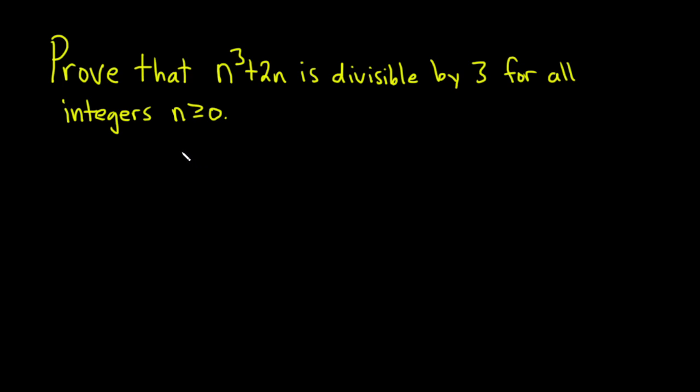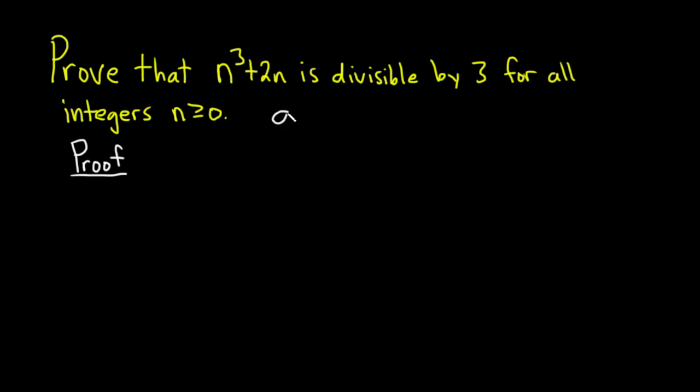Hello, in this problem we're going to prove that n cubed plus 2n is divisible by 3 for all integers n greater than or equal to 0. Let's go ahead and go through the proof. Now, before we go through the proof, which we're going to prove via induction, let me just briefly refresh your memory on what this means.